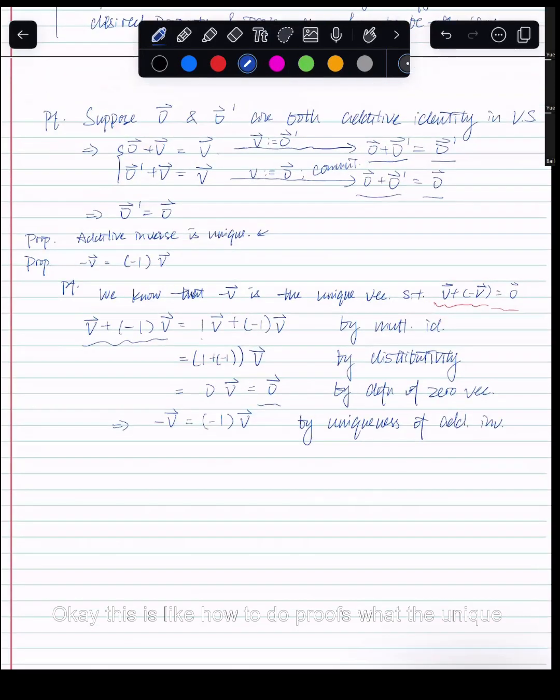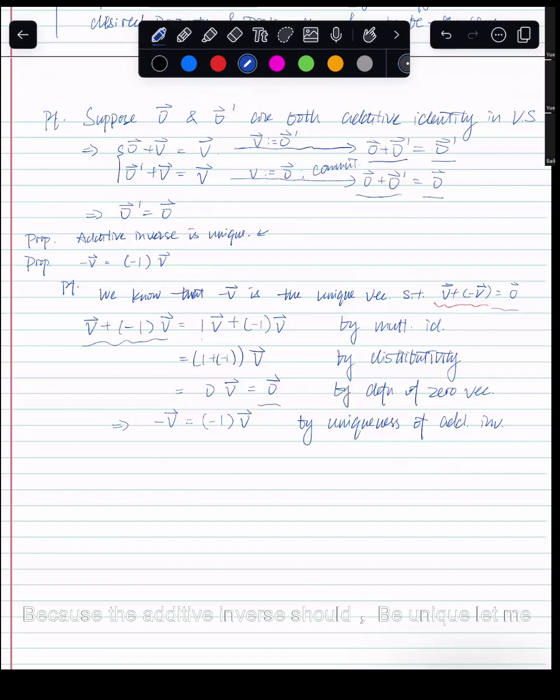Okay, this is how to do proofs. By the uniqueness. And for the last step, zero, by definition of zero vector. Oh, you just subtracted to the other side. By uniqueness of additive inverse. No, my bad.